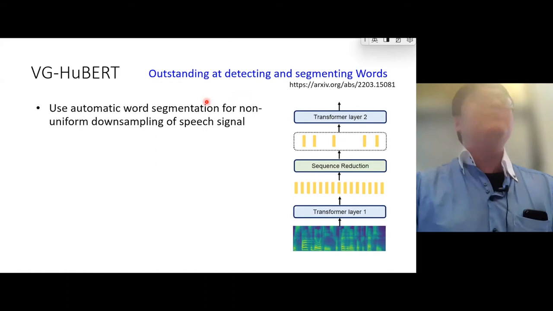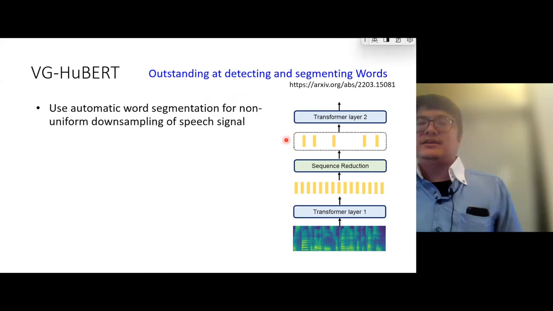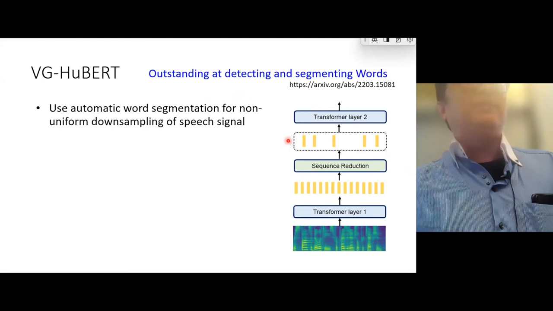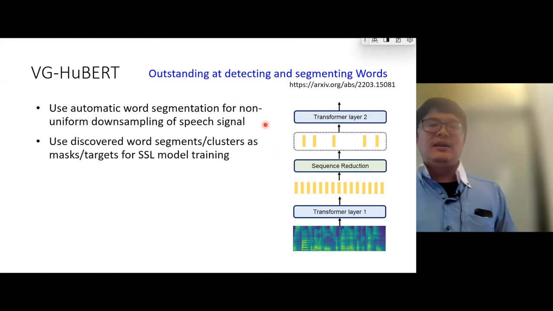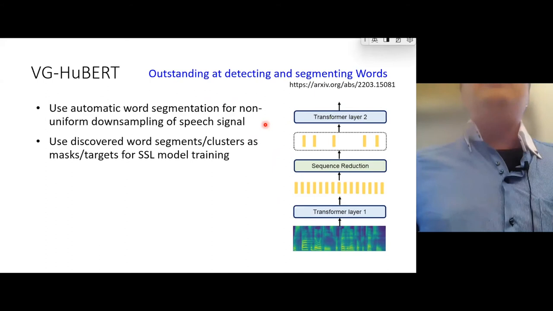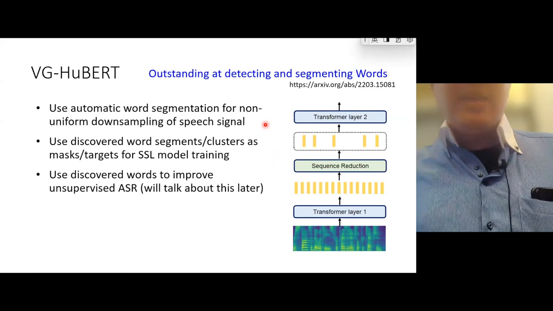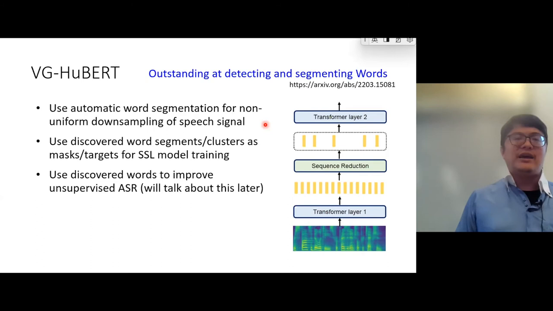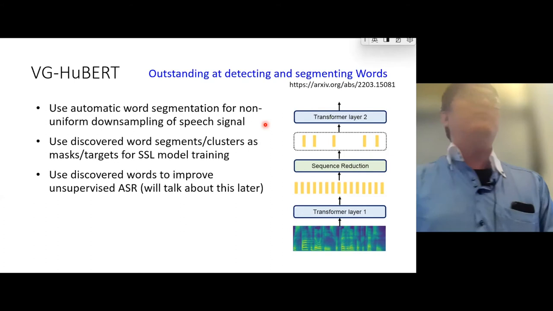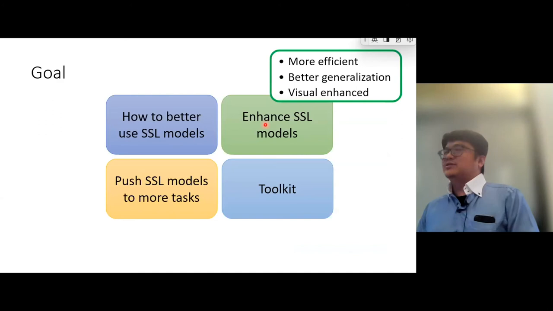Remember that Hung-yi is leading an effort working on reducing the very long input sequence, and probably word segmentation can be helpful in this scenario. And these discovered word segments or clusters can be the target of HuBERT to train an even better self-supervised model. And these discovered word segments and detected words can probably improve unsupervised speech recognition. And I'm going to talk about why we need unsupervised speech recognition later. Okay, so these are three directions about enhancing self-supervised models.